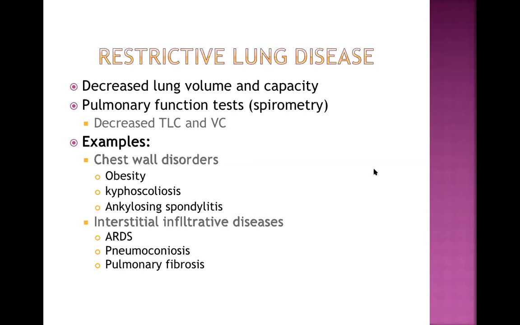Now kyphosis is backward bending of the vertebra, and scoliosis means sideways bending. So a combination of backward and sideward bending is kyphoscoliosis. Ankylosing spondylitis is a disorder of the joints, especially the vertebral joints. Intervertebral joints are seriously affected, and another important joint is the sacroiliac joint. These are very badly affected in this condition, and ultimately towards the end stage of the disease, the vertebra is fixed.